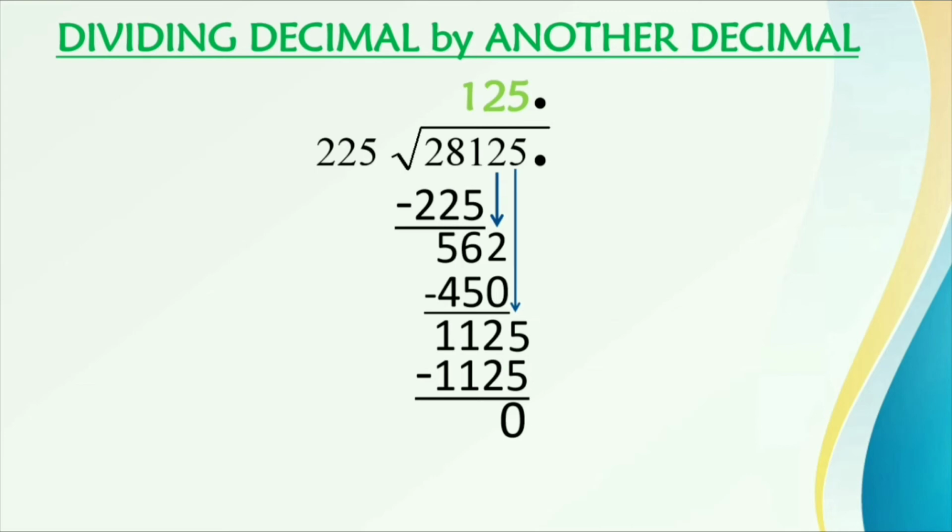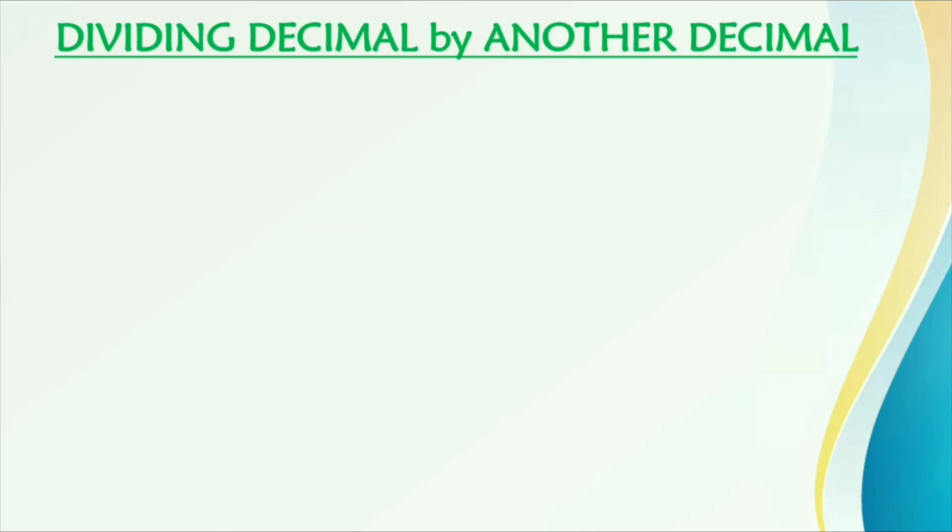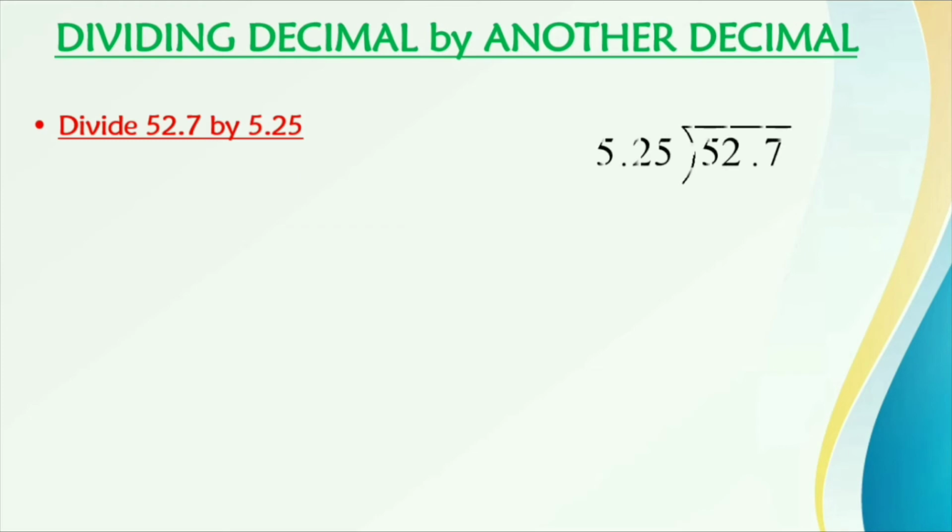So let's have another example. So we have here, okay, dividing decimal again by another decimal. So we have here 52.7 divided by 5.25. Okay, so again, ang goal natin is gawin muna nating whole number yung ating divisor, yung term na nasa labas. Okay, so paano natin gagawin yon?